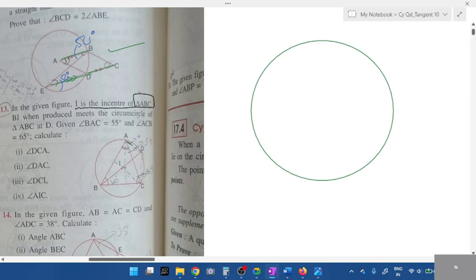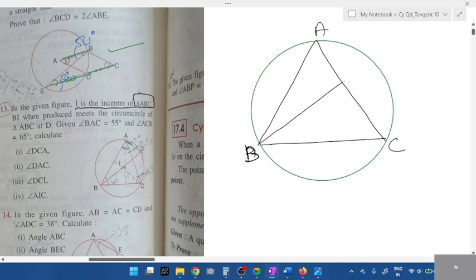BI is produced to meet the circumference of triangle ADB at D, given angle BAC is equal to 50. In the given figure, I is the center. So this is the triangle A. I is the center for the triangle, and B, D and I are produced.